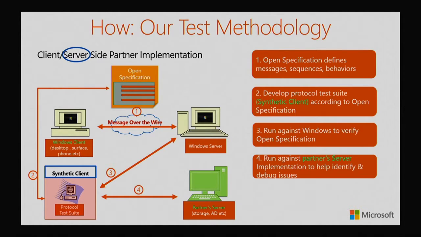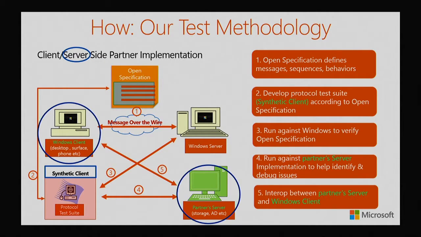Then the fourth step is we replace the Windows server with the partner server. We run the test suite, or our synthetic client, against the partner server to help identify the issues, either the partner's implementation issue or our test suite issues. Our goal is to make sure we have better interoperability between the Windows client and the partner server. So this is our test methodology.